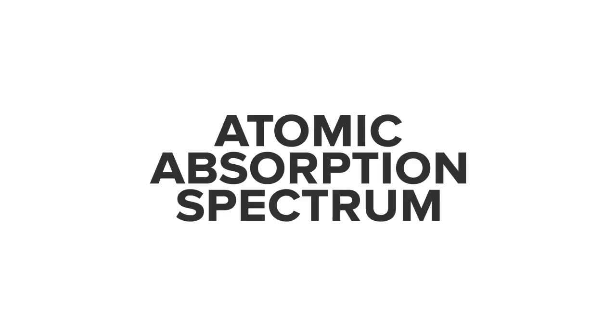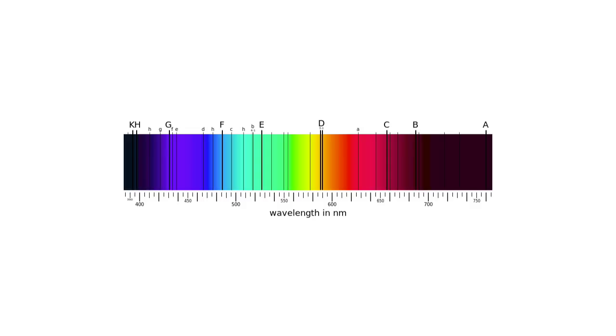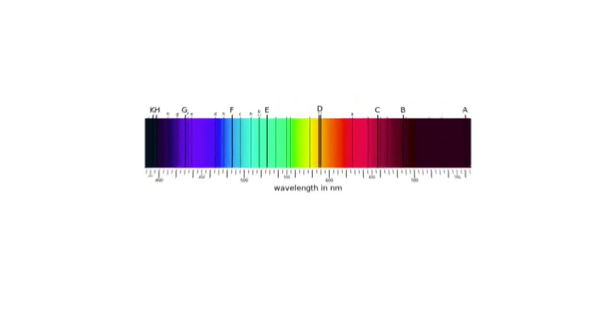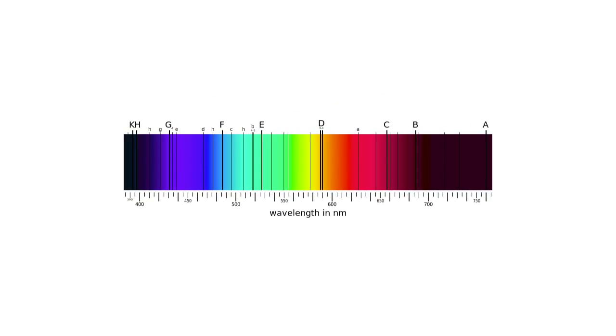We can represent this in an atomic absorption spectrum. The black bands represent the frequencies of light which are absorbed. Remember, the energy levels in all elements are slightly different, and so the bands for two different elements won't match. This means looking at absorption spectra is a great way to identify elements present in an unknown sample. In fact, this is exactly how we can identify the chemical makeup of distant stars.